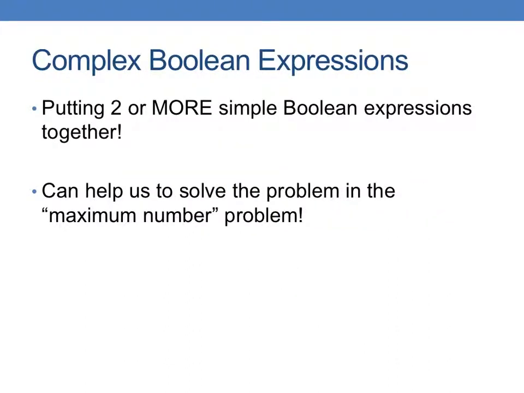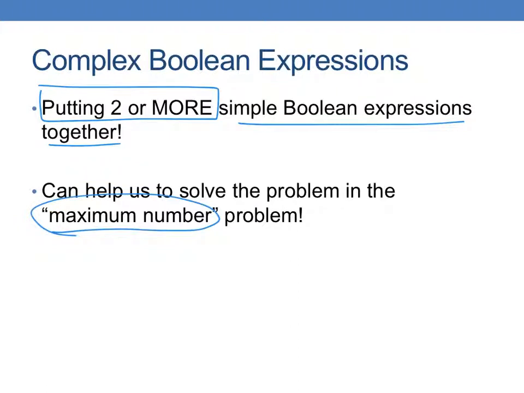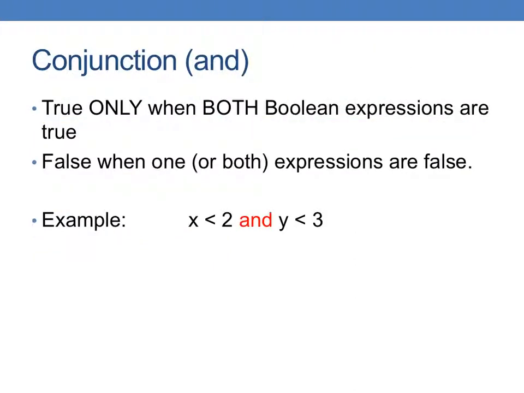So, complex Boolean statements, the idea behind them is that we're putting 2 or more, notice, or more, you can put more than 2, simple Boolean expressions together. So these are comprised of simple Boolean expressions, and we're going to tie them together using very specific computer science words. And by the end of this, you'll start to be able to think through how to solve that maximum number problem that I showed you on one of those first few slides.